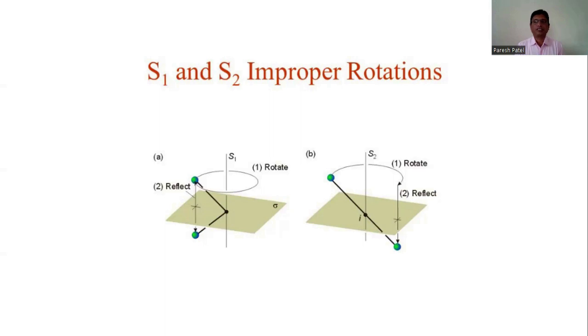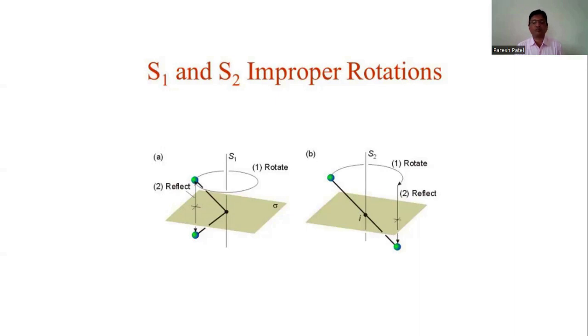Then the third type of symmetry element is the plane of symmetry. In plane of symmetry, we have to imagine a plane, and with the help of that plane, we can bisect the molecule in such a way that one part is the mirror image of the other part of the molecule. Plane of symmetry can be categorized into three categories. The first one is the vertical plane of symmetry. The second one is the horizontal plane of symmetry, and the third one is the diagonal or dihedral plane of symmetry.